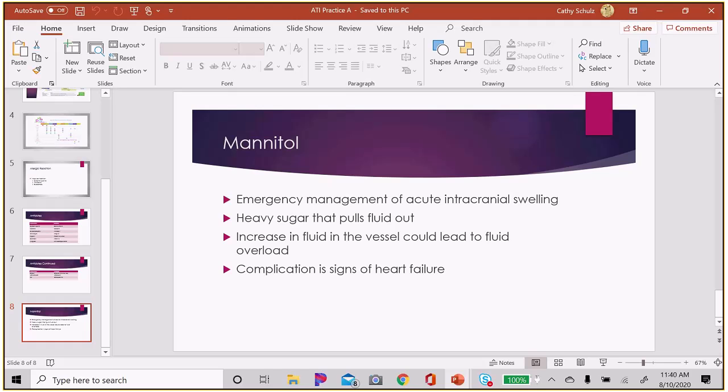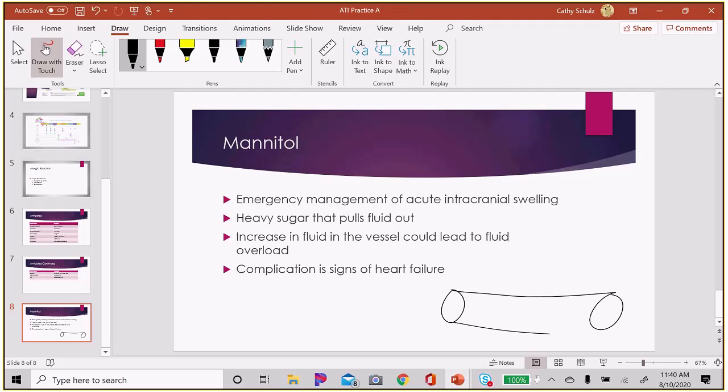And then we don't really talk about this much, but they always seem to put this on ATI, and that's emergency management of acute intracranial swelling. You can give somebody IV mannitol, and mannitol is a very heavy carbohydrate. It's heavy sugar, so that when you give somebody mannitol and you increase their blood sugar, that creates an osmotic pull.